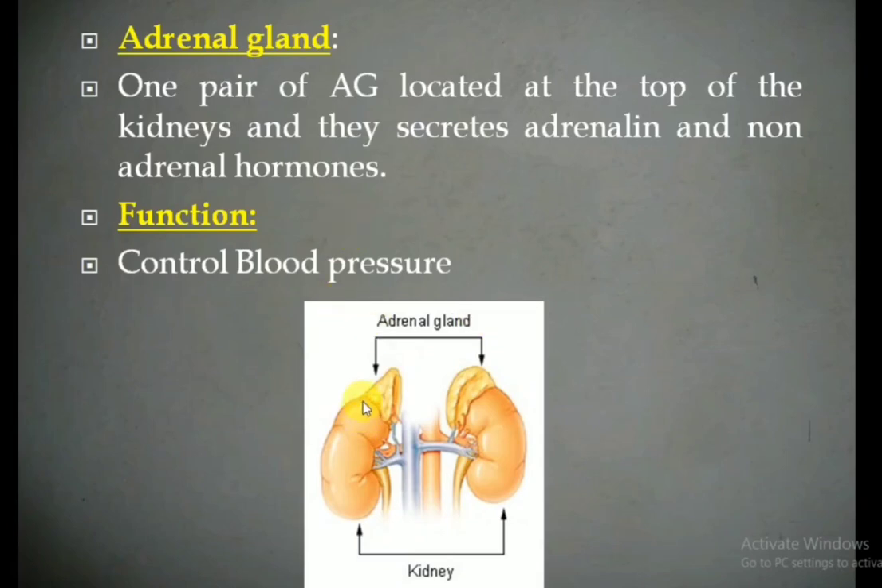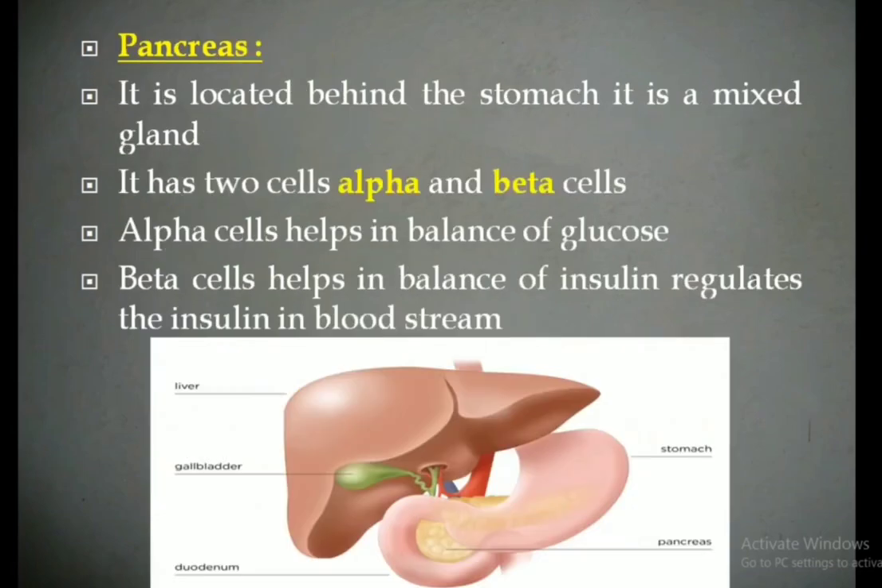Next is the adrenal gland. Here you can see the adrenal glands on the top of the kidney. They secrete adrenaline and noradrenaline hormones. So what is the function of the adrenal gland? It helps in maintaining the blood pressure of the human body.